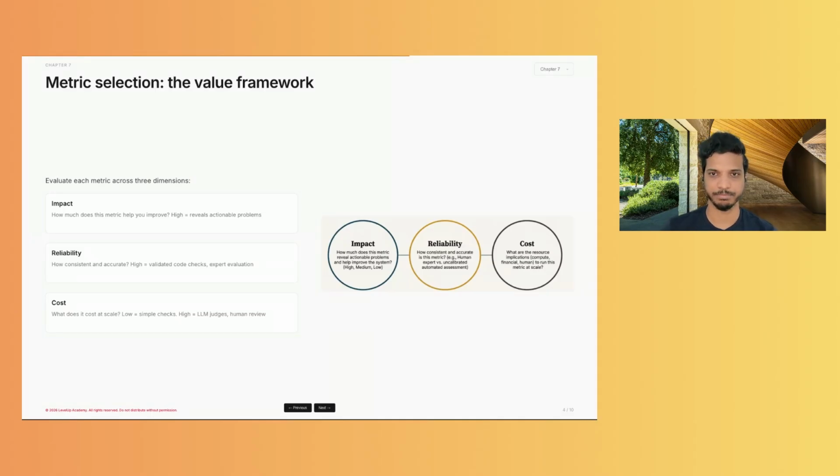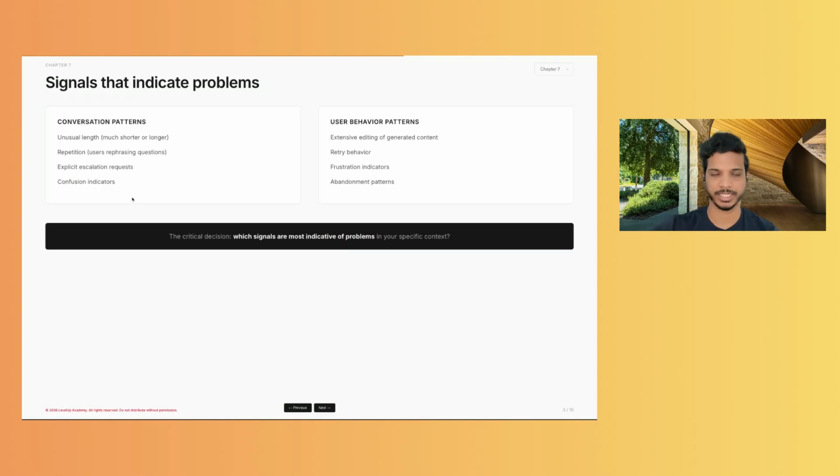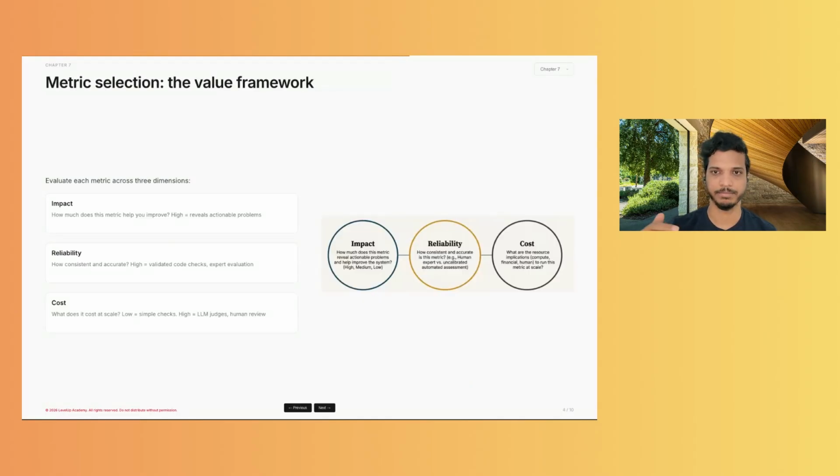The first one is impact, and impact is a straightforward understanding of whether this metric, if I have it in my application when it's deployed to production, is going to give me a high signal. For example, if I have a metric that can capture all of these four, that would be amazing. I would just have that as a key high-impact metric.